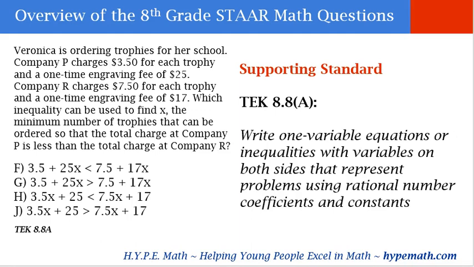Write one variable equations or inequalities with variables on both sides that represent problems using rational number coefficients and constants. And in the sample problem, this is what we have. You see the inequality, the greater than or less than sign notates that this is an inequality. And the x, there's a variable on both sides. We see a constant as well. So this is a problem that your student was tested on to see if they really understood.